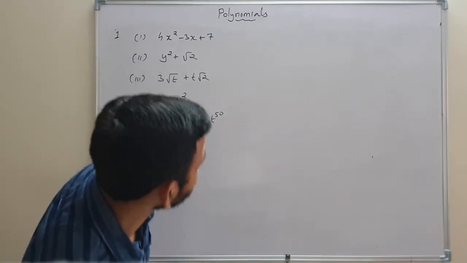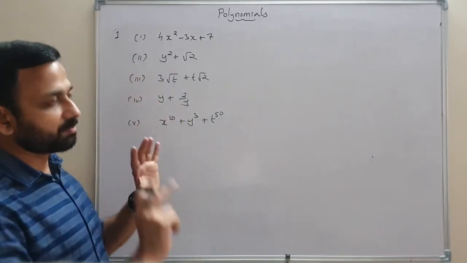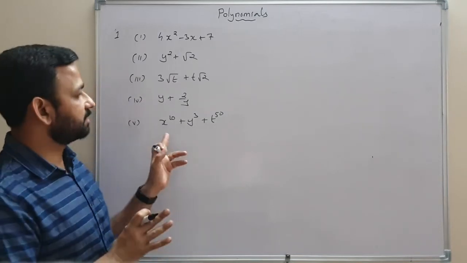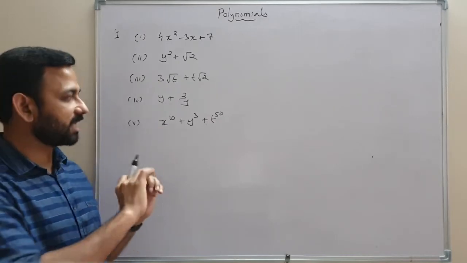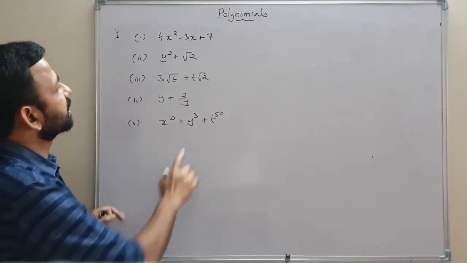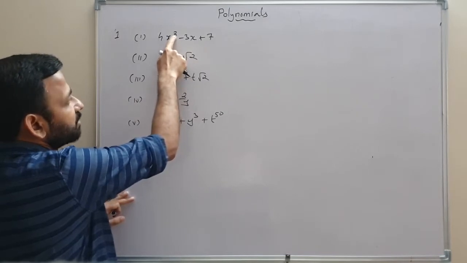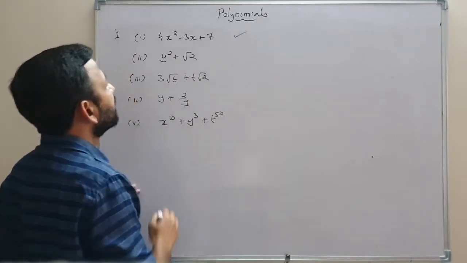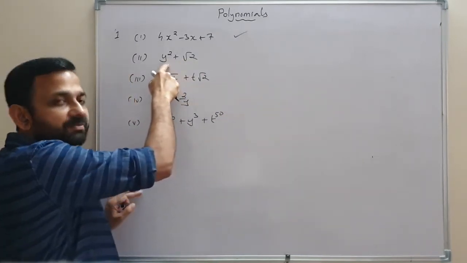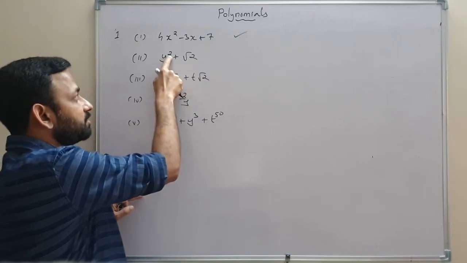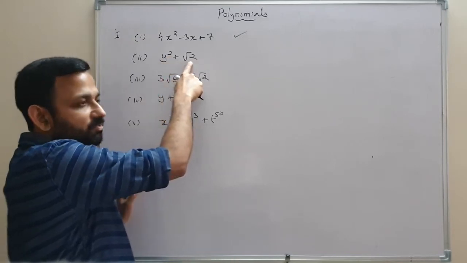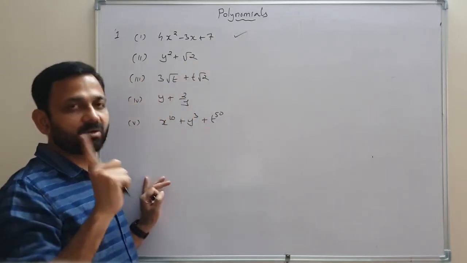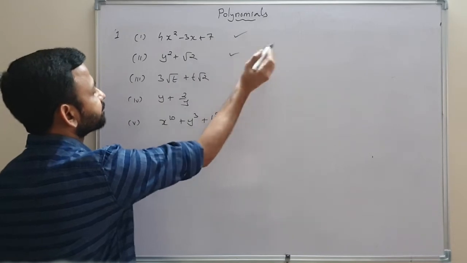So here we can check one by one. If it is a polynomial, the power of the variables should be a whole number, and the number of variables should be 1. That type of polynomials we will select here. Here the power of the variable 2 is a whole number, here 1 and here 0. So this is a polynomial. y square plus root 2: the power of the variable y is 2, and root 2 is just a constant, that is not a problem here. The power of the variable should be a whole number. So this is a polynomial.